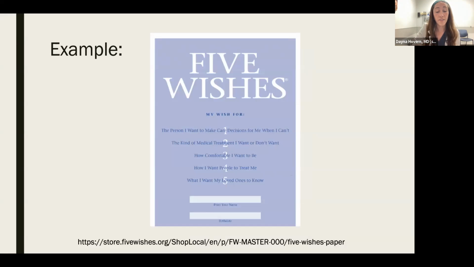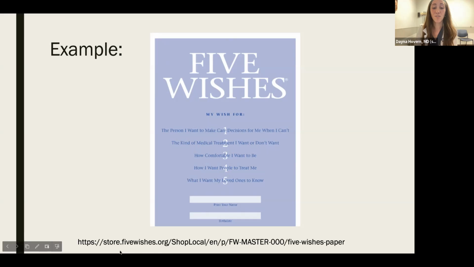Another one is called the 5 Wishes. So we actually have this in our office. This was designed by, I think it was a palliative care team to gently walk patients and their families through the kind of big decisions that they might need to make as they get older, as they approach end of life, and as their medical conditions get more severe. If you're interested in this one, definitely talk to your primary care doctor. They might have it in their office. Come to my office, we'll give it to you.